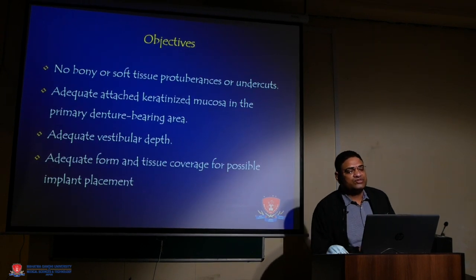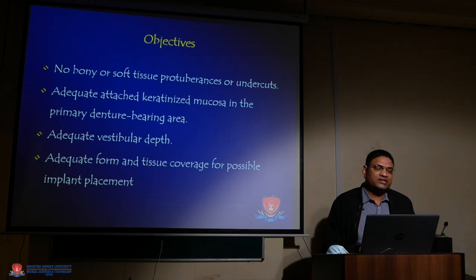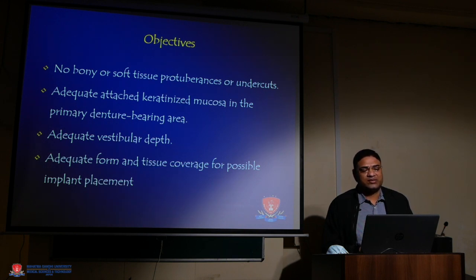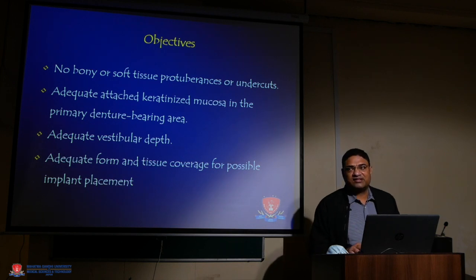No bony or soft tissue protuberance or undercuts. If they are present, then prior to giving the prosthesis we have to remove these things. Adequate attached keratinized mucosa in the primary denture-bearing area, and adequate vestibular depth for the retention, stability and support for the prosthesis, and adequate form and tissue coverage for possible implant placement. Like in the maxilla we have to do sinus surgeries, and in the mandible we have to do nerve lateralization procedures.